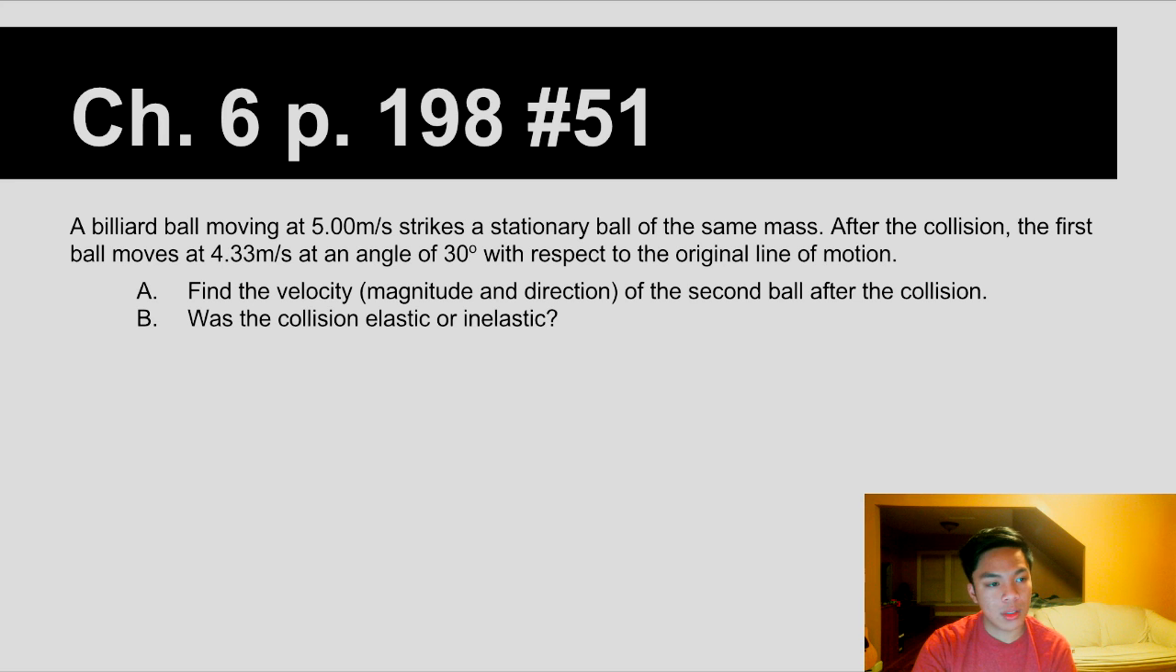Okay, so on to the problem. This is from chapter 6, page 198, number 51. A billiard ball moving at 5 meters per second strikes a stationary ball of the same mass. After the collision, the first ball moves at 4.33 meters per second at an angle of 30 degrees with respect to the original line of motion. A. Find the velocity, magnitude, and direction of the second ball after the collision. B. Was the collision elastic or inelastic?